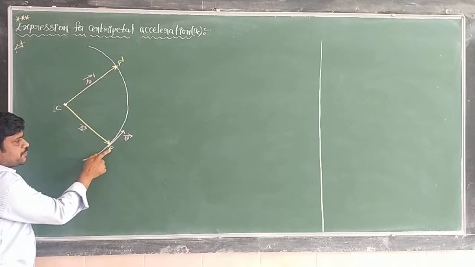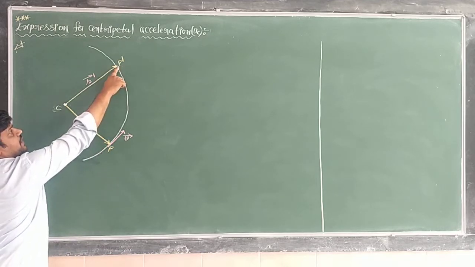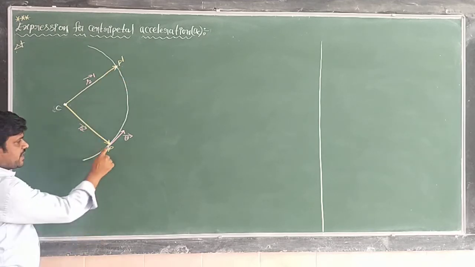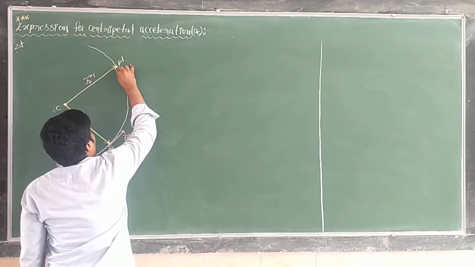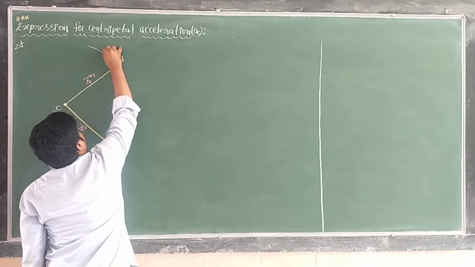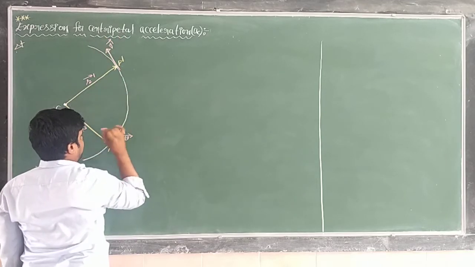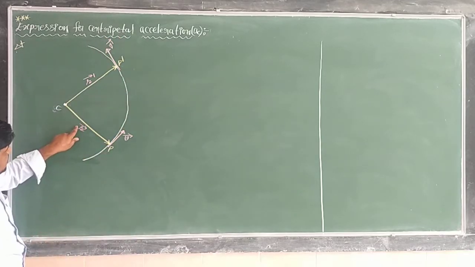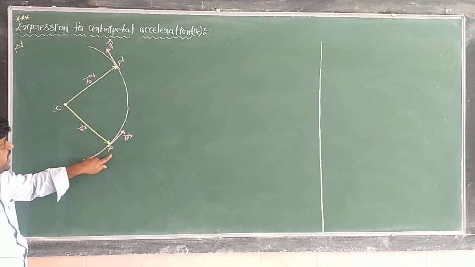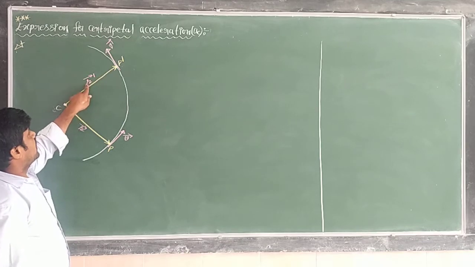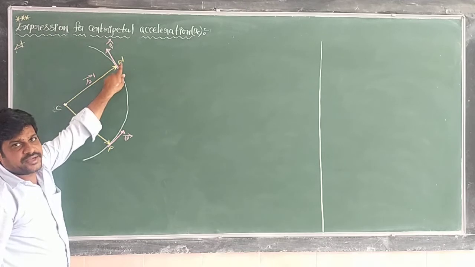This is the position of the object initially, and this is the position of the object finally. Here the velocity of the object is v bar, and here the velocity of the object is v dash bar. This is the position vector r bar when the object is at point P. Here r bar dash is the position vector of the object at point P dash.